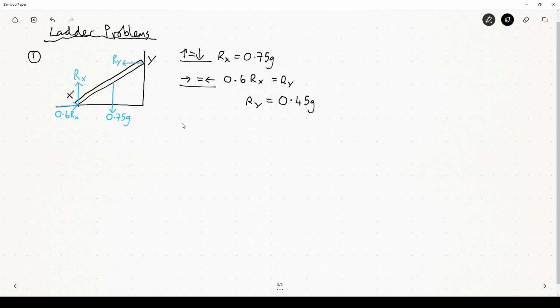And finally we'll take moments about x. Typically you do want to take moments wherever you've got two forces, and this time there's two forces that act through x. So moments about x then, if we look at the weight first, so the weight is a force of 0.75 G, and the perpendicular distance from x to the line of action of the force is, if we call the length of the stick L, then it's L over 2 cos theta.